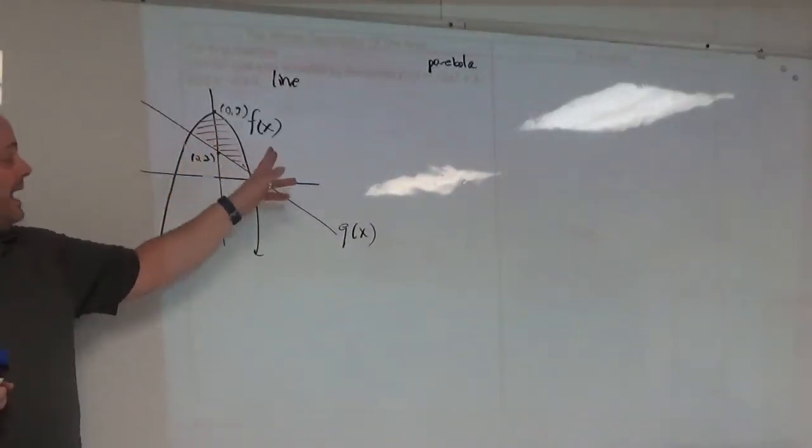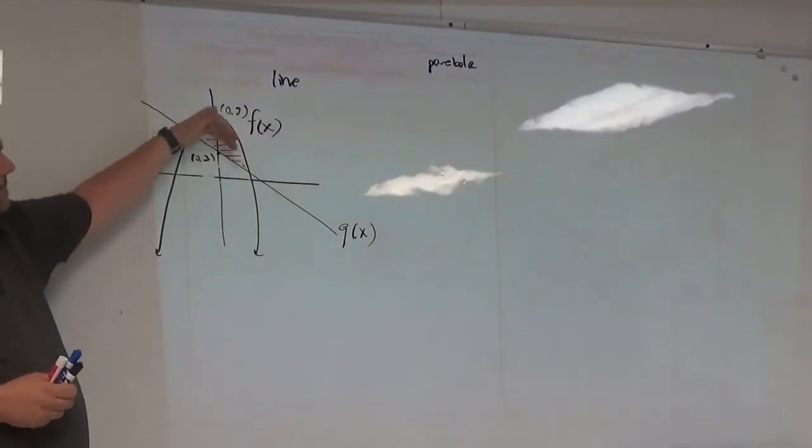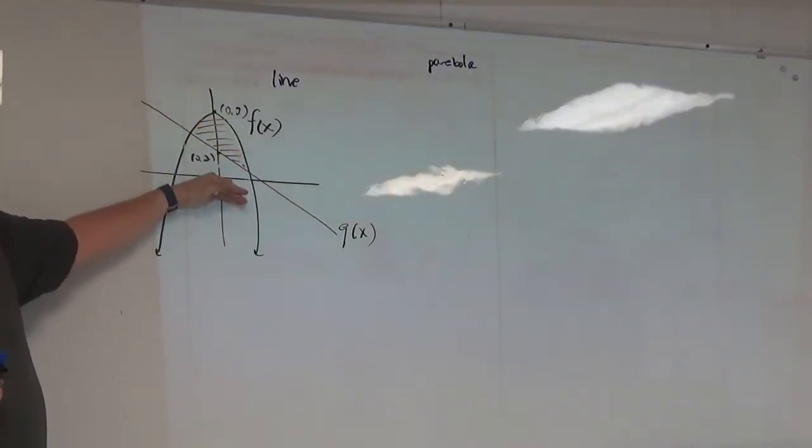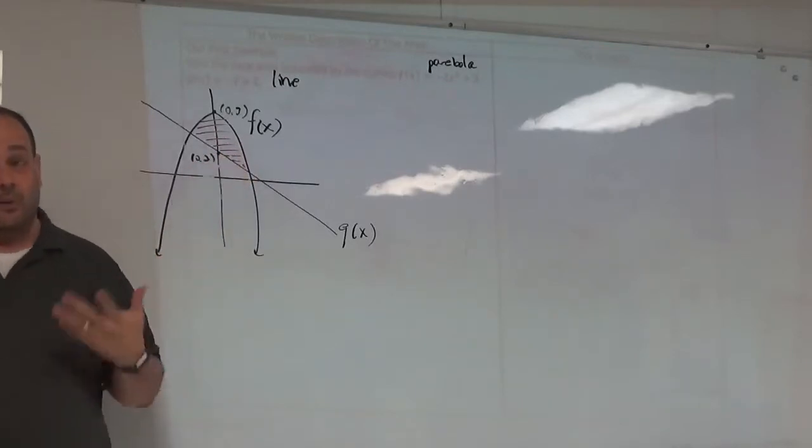Right? Otherwise, if you go down here, the only way you're going to get a bounded area is if you have the parabola, the line, and the x-axis. That's not what I'm asking for. You have to make sure you read this carefully. Now, I hope we automatically see what's different.